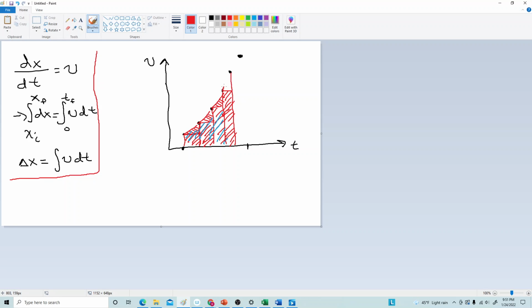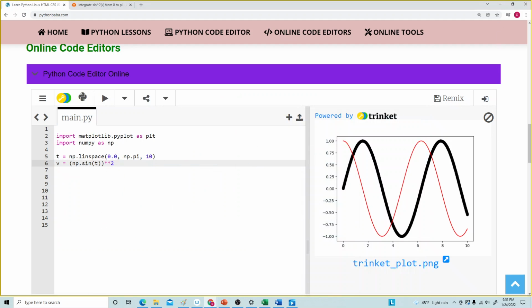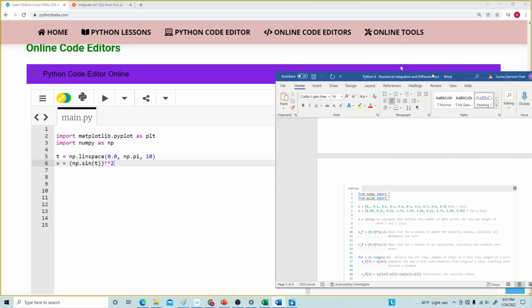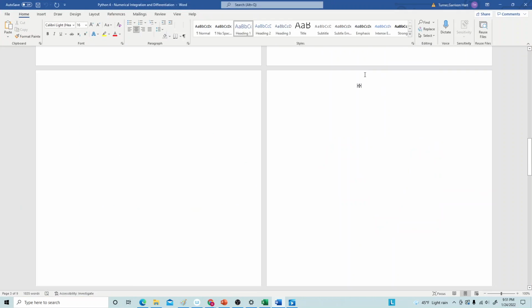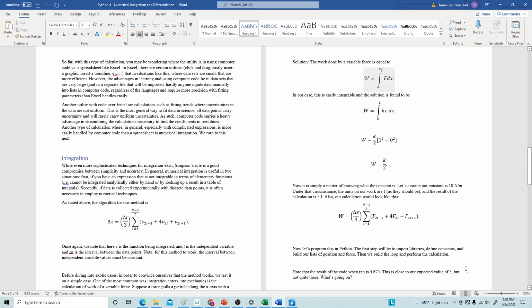But there are some more sophisticated methods that take into account some of the rounding errors that occur when you use this method. So we're not going to go into the details of how to derive the method or where it comes from, but we're going to use a method that is called Simpson's method. And the algorithm for Simpson's method looks like this.